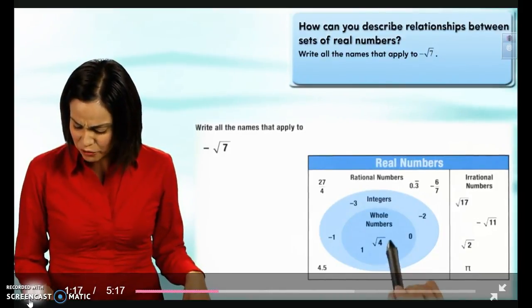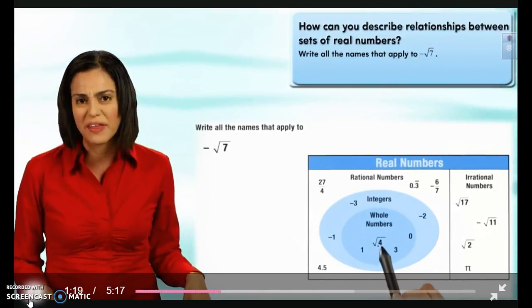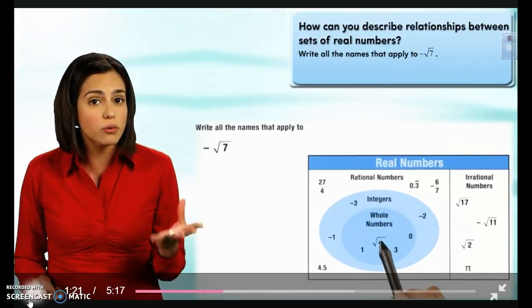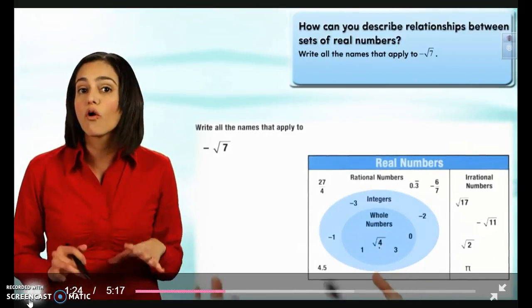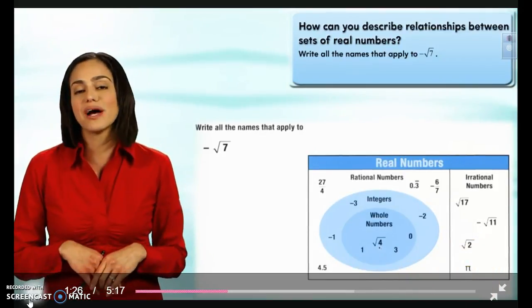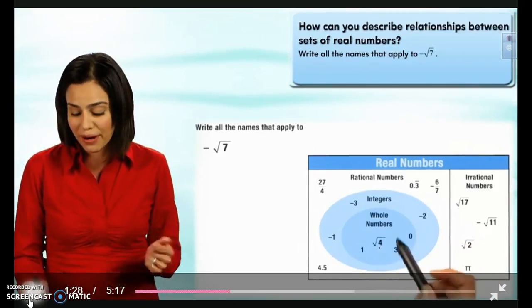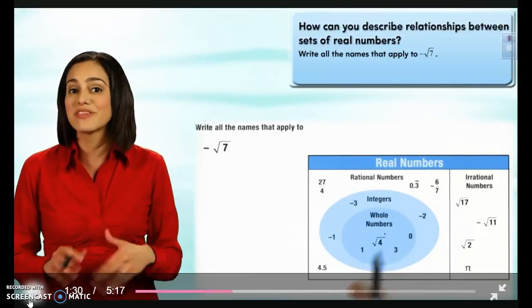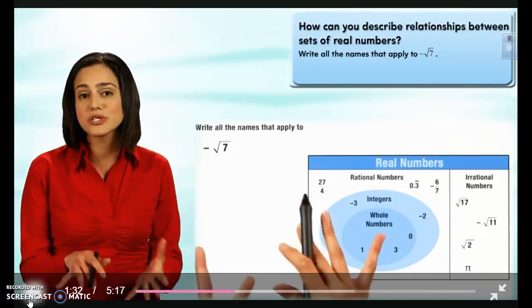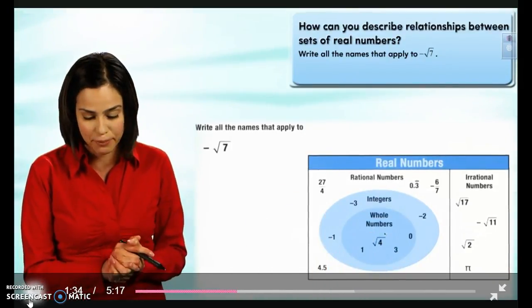Now, it's kind of weird that we have square root of 4 in there, but if you simplify it, square root of 4 is equal to 2. So as you can see, 2 is a whole number, and therefore square root of 4 is in the right place. Now, let's go ahead and look at our first example.